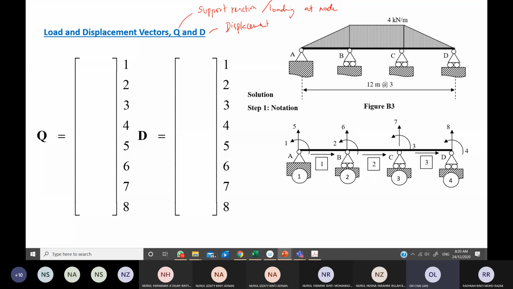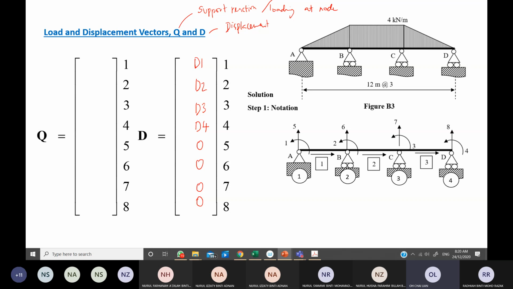Just now, which D are the unknown and which D are the known? Can you fill it in your vectors? Can you tell me also here so that I can fill it? We will name it as D. D1, D2, D3, D4 are unknown. We don't know the value. Okay, 5, 6, 7, 8 are all 0. Yes, thank you. So this is how you fill in your D vector.